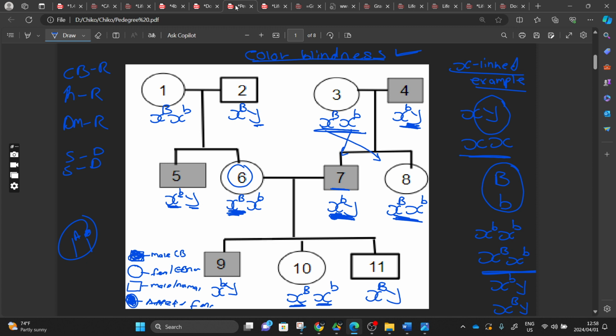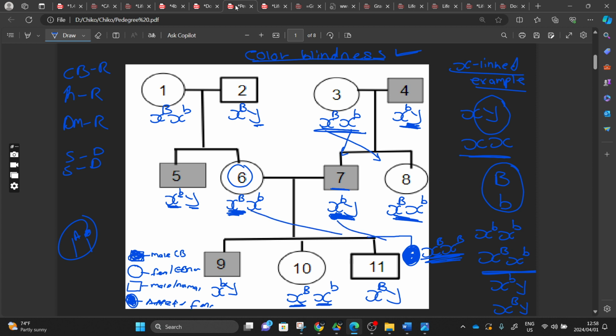So in this family, we don't have someone who is homozygous, not colorblind. We don't find someone like this in this family. Right? This is a family, they are staying together. And number 6 and number 7 got married. And when they got married, here we have a possibility of a daughter that is affected.